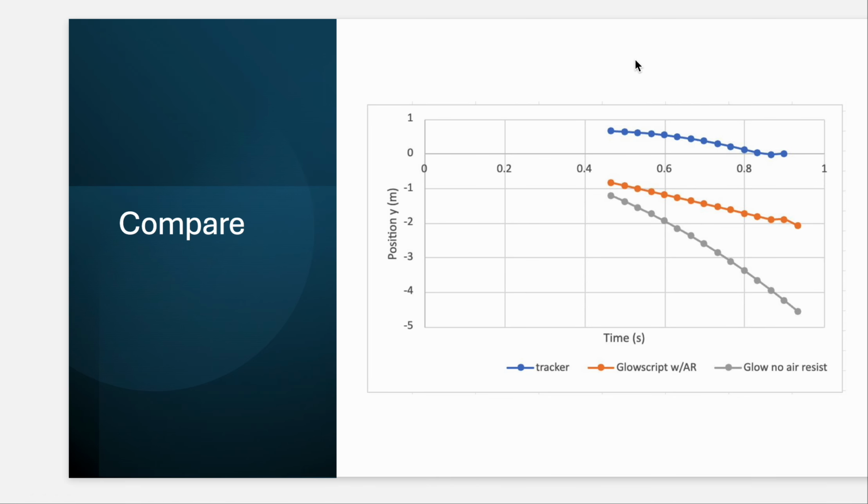So to compare, the tracker is in blue, the glow script with air resistance is in orange, and then the glow script without air resistance is in gray. Obviously, the computational model with air resistance and the tracker are most closely related, considering air resistance is something that happens in real life, so they most closely mock each other, versus the glow script with no air resistance, which is just the straight line down. It doesn't really take into account things that would happen in real life.